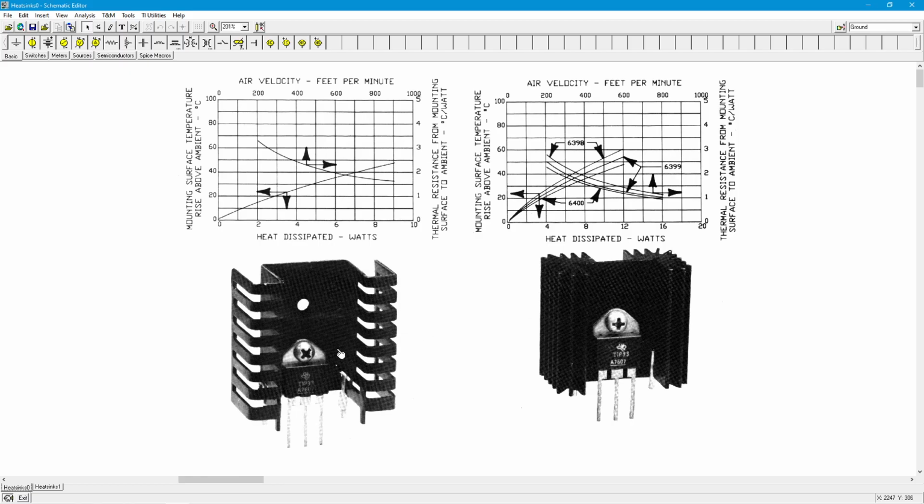So this first one, these are both using power tab transistors, sort of a TO220 derivative, very common for what I would call medium power transistors. You get a 50 watt power transistor, they'll probably come in a case like this.